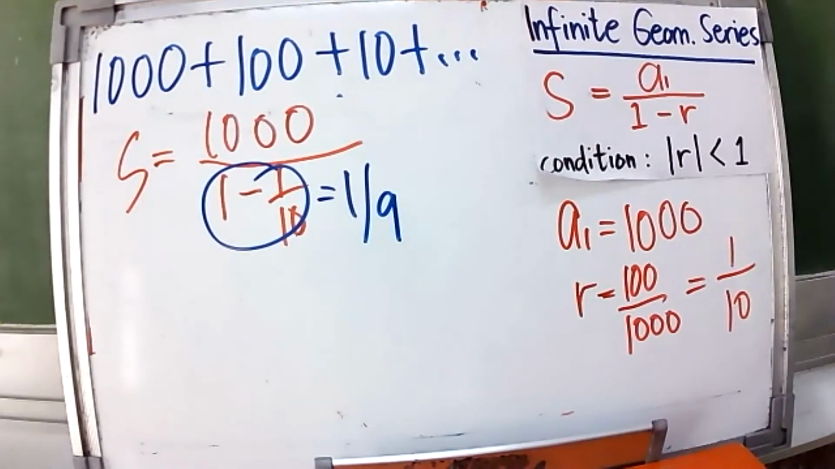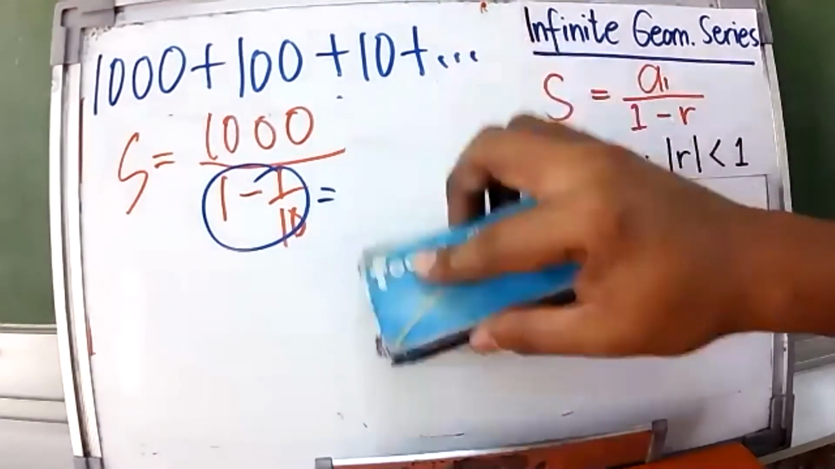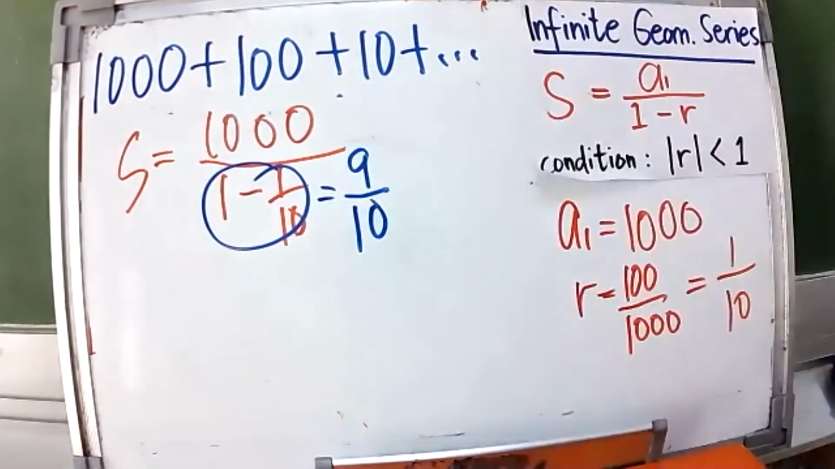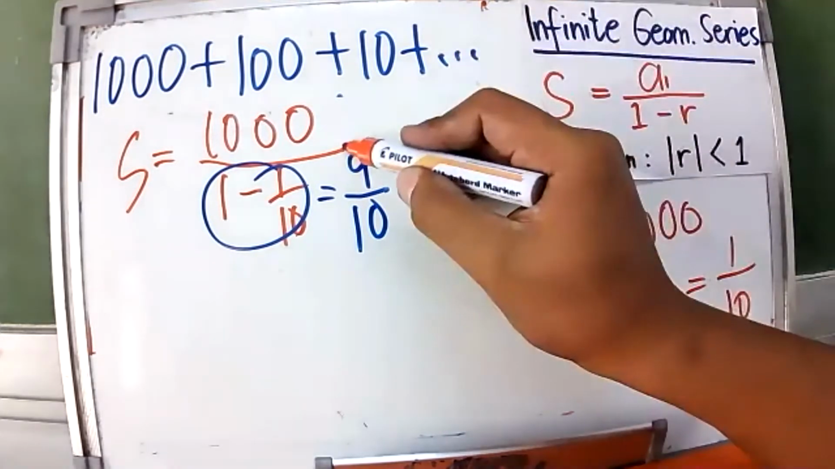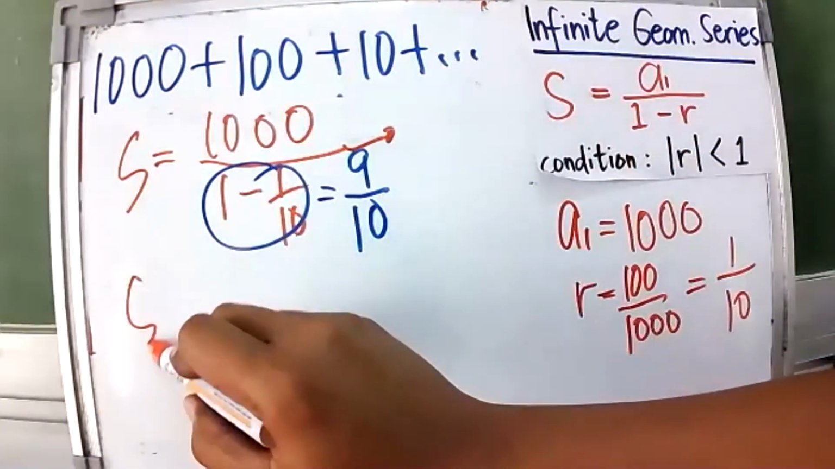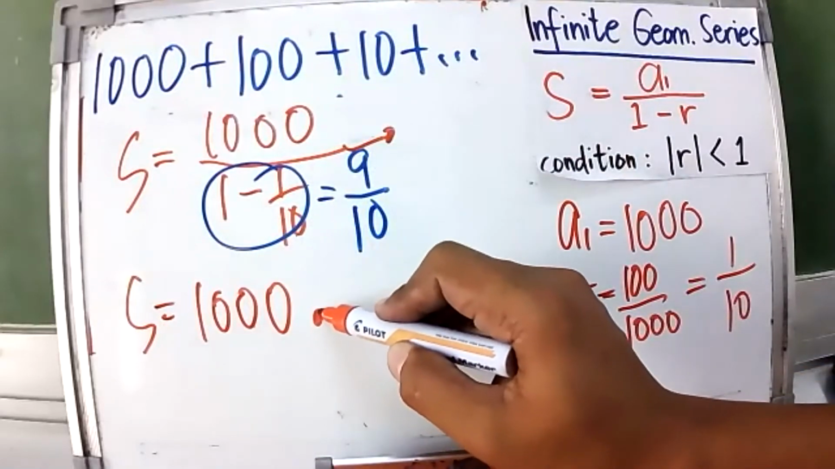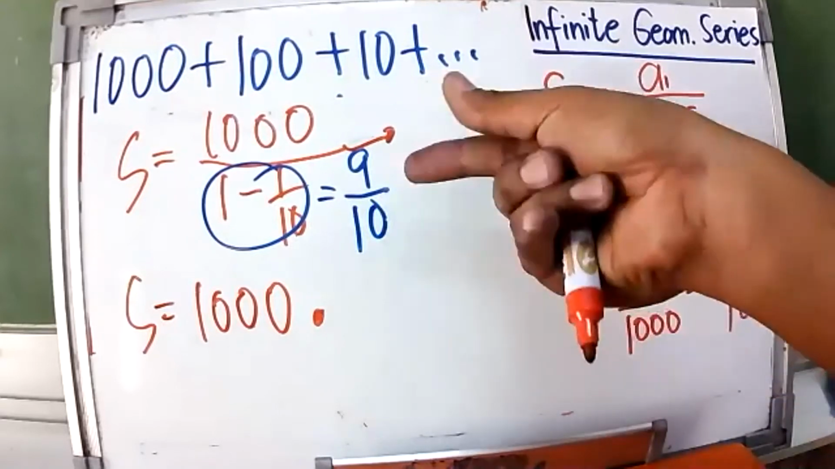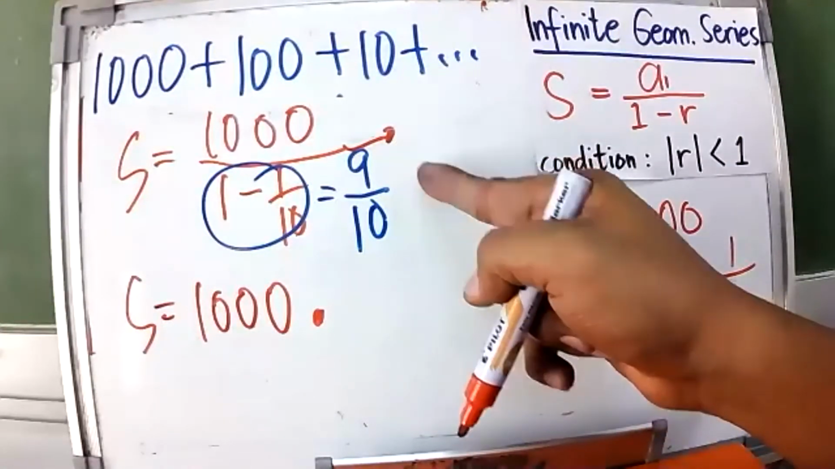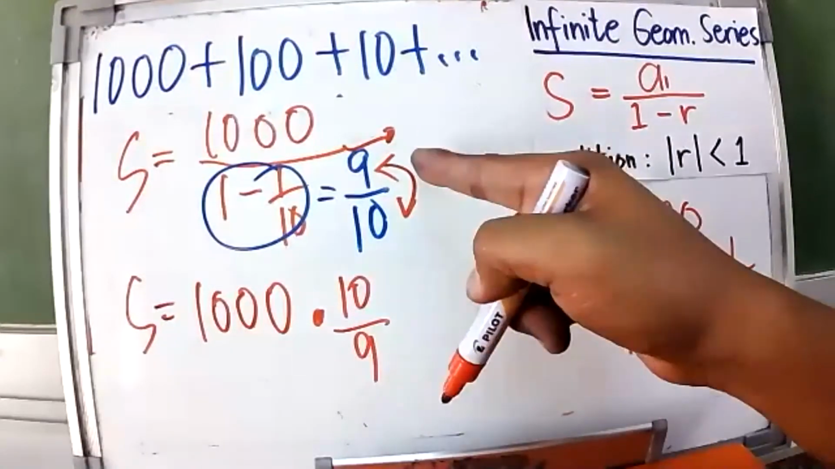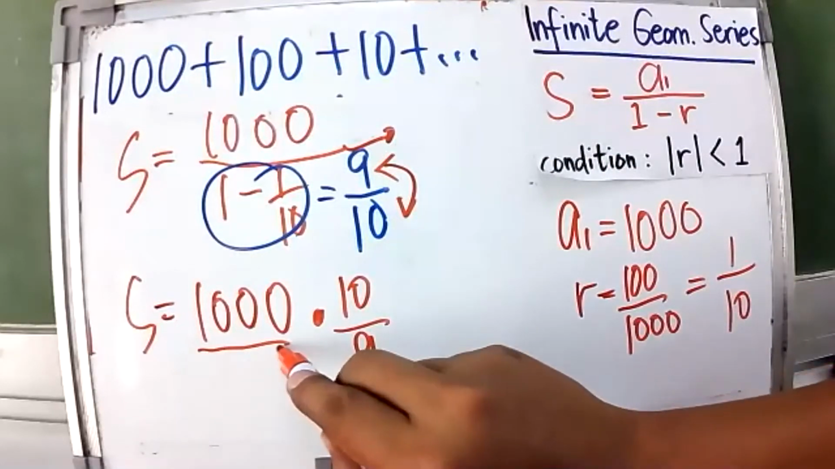Okay? Oh, it's not 1 over 9, sorry. It's 9 over 10, sorry. It's 9 over 10. And then, when we solve this further, just copy our numerator, that's 1,000. Multiply it by the reciprocal of our denominator. The reciprocal becomes 10 over 9. The reciprocal. That's how we do the fraction.